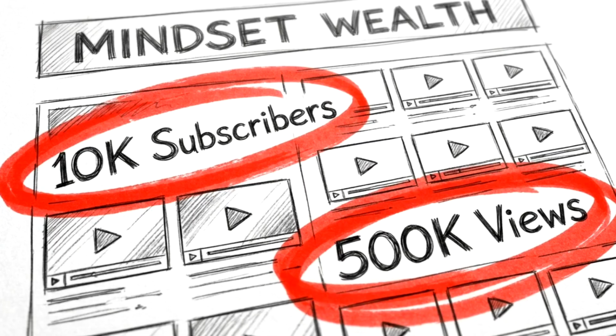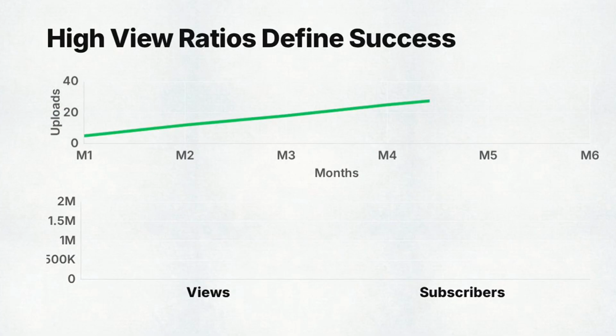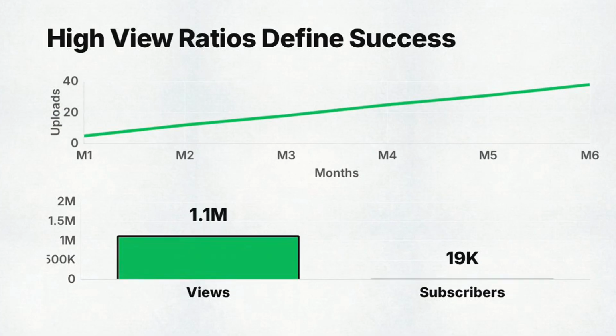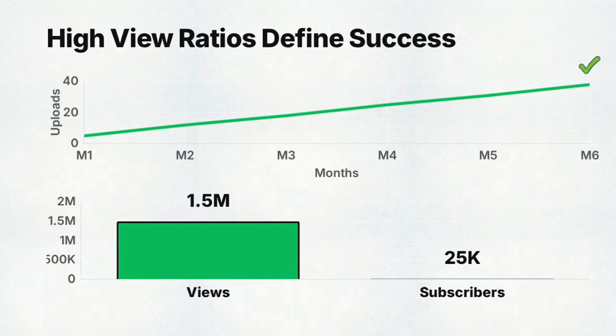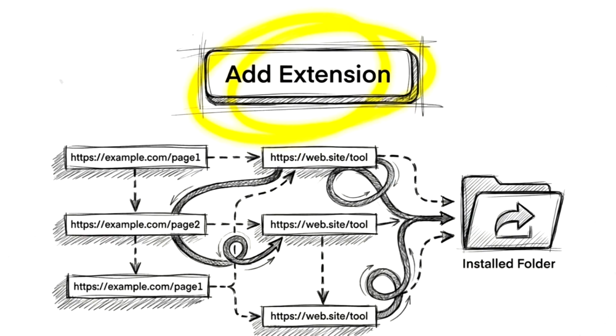Step 1 is identifying your baseline. Open YouTube and find a successful monetized channel in a niche like personal finance or psychology. Look for a channel with consistent upload patterns and high view-to-subscriber ratios. To capture their data, go to the Chrome Web Store and install the Grab It extension. This tool allows you to scrape multiple links simultaneously.